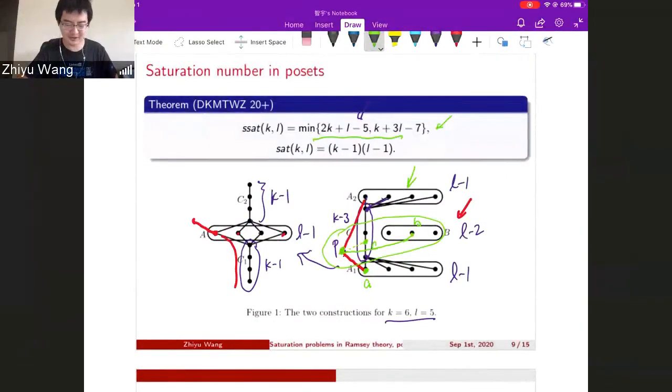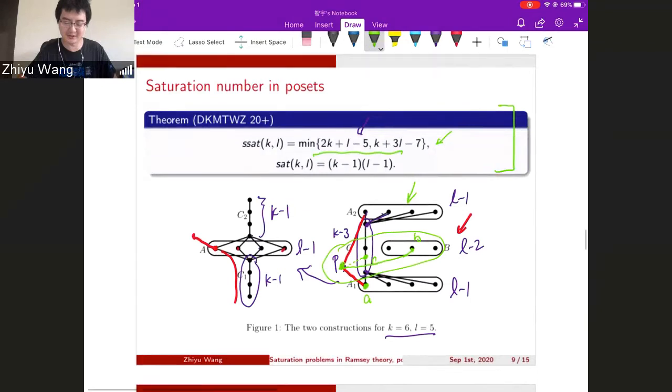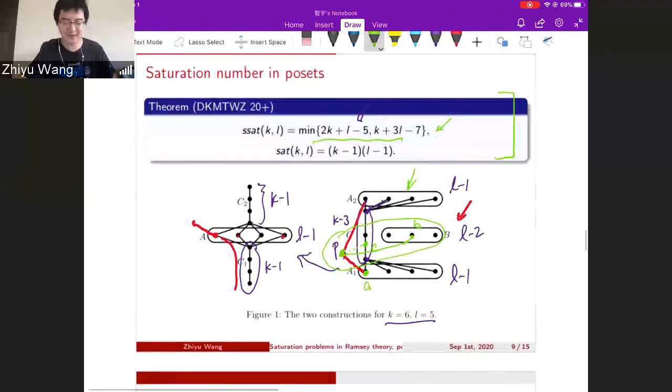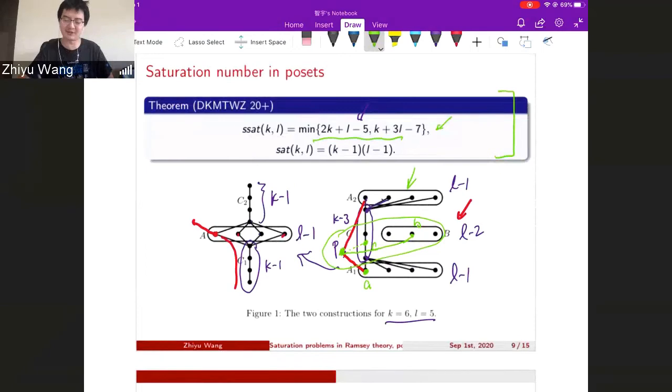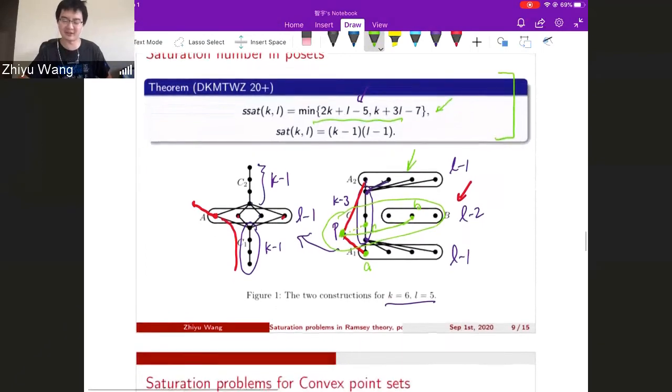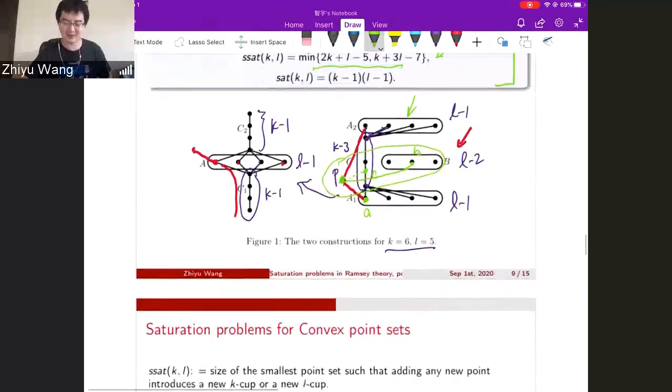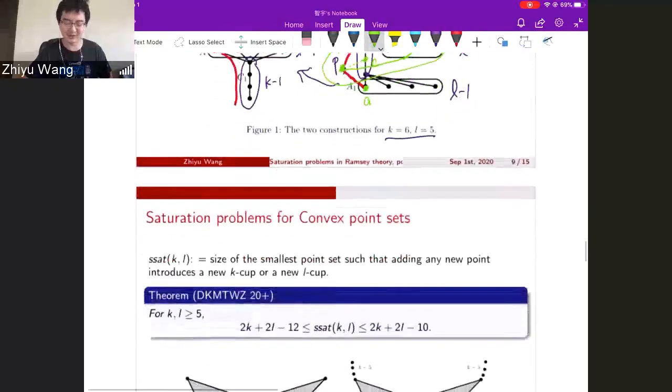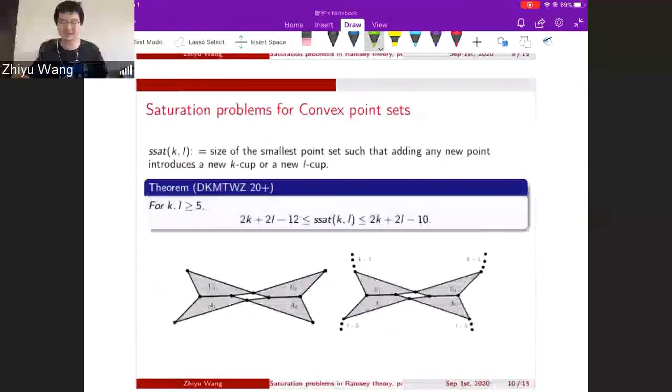So here it's very nice that the saturation number agrees with the extremal number, and also for sequences, the saturation number agrees with the upper bound we have for the extremal number for increasing and decreasing subsequences. Okay, so maybe let me talk about convex point sets, some kind of geometry.